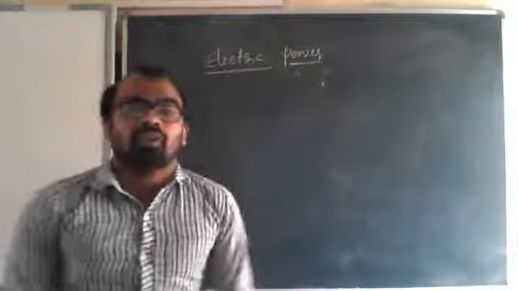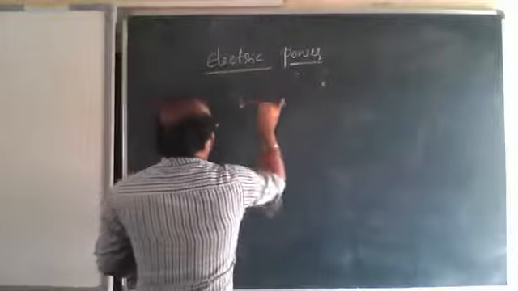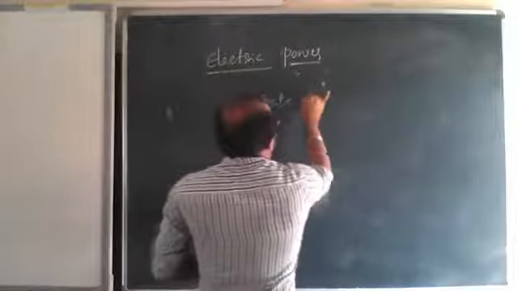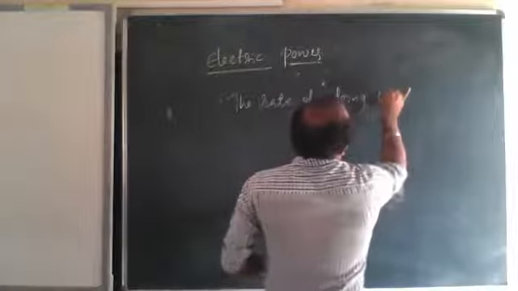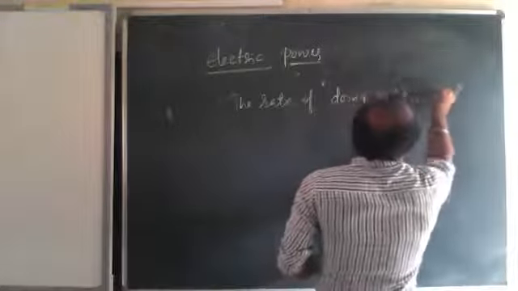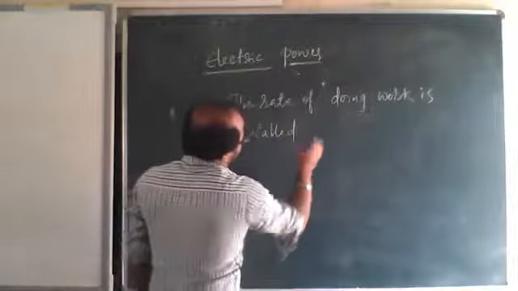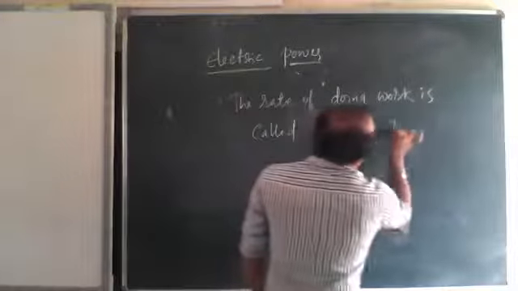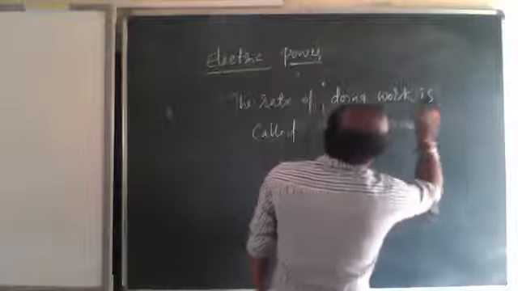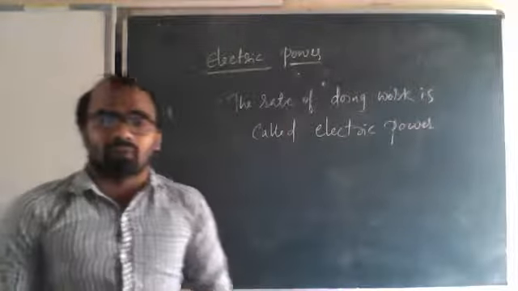P. What is electric power? The electric power is nothing but the rate of doing work. The rate of doing work is called electric power.